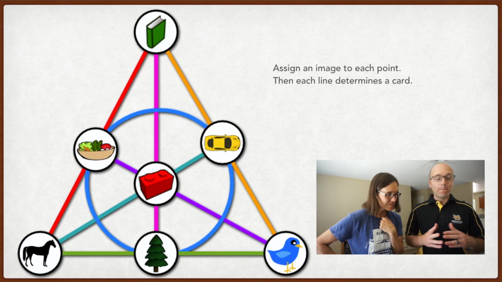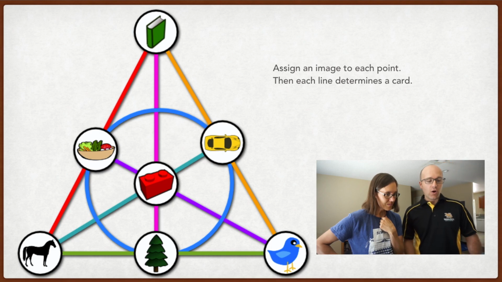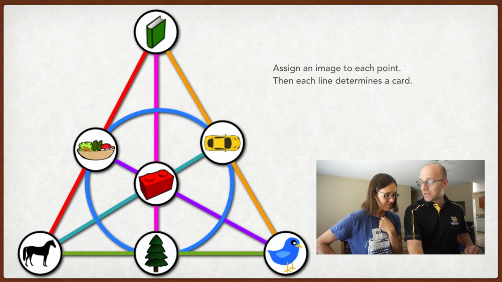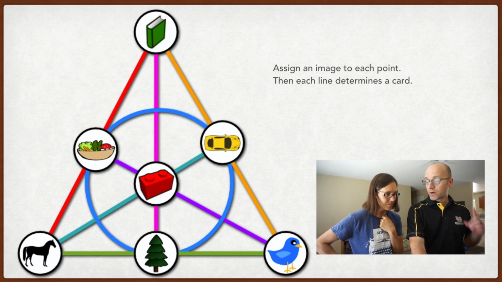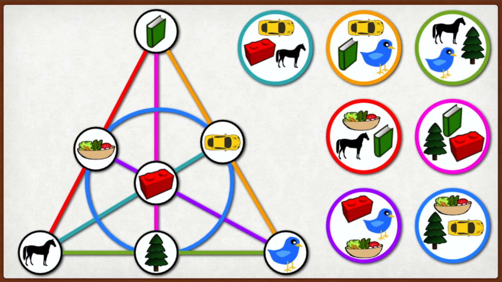I assigned 7 images to each of the 7 points. And now, for example, we see this red line over on the left. There are 3 images on it. There's going to be 1 card for that red line, and it'll have horse, salad, and book. We do that for all 7 lines, coming up with 7 cards.